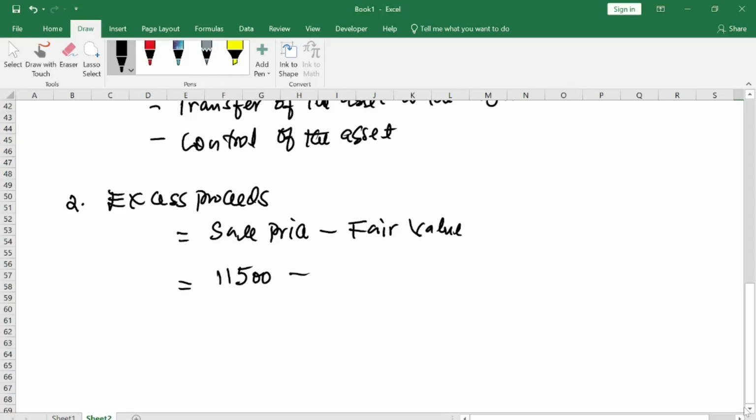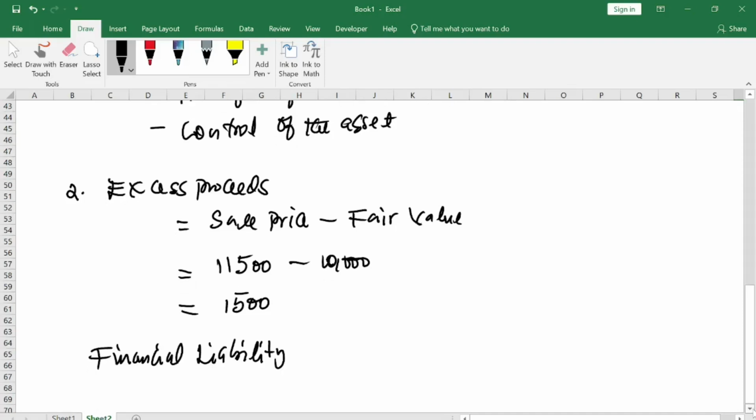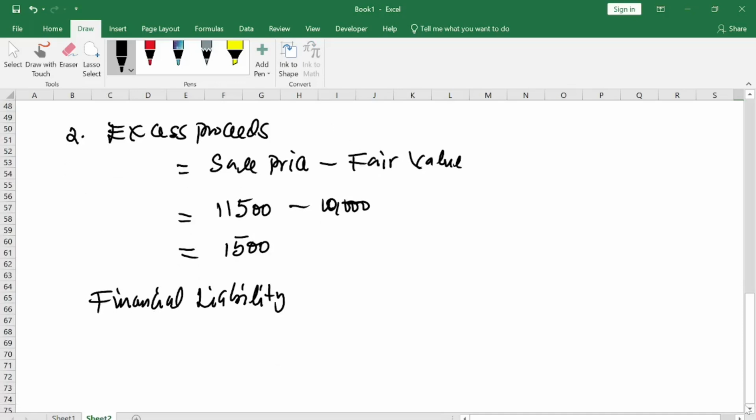11.5 million minus fair value, which is 10,000. So the excess is what? 1,500. Good. This excess is what we call financial liability. What is the explanation to it? The simple explanation is that the buyer has paid more than how much he's supposed to pay.